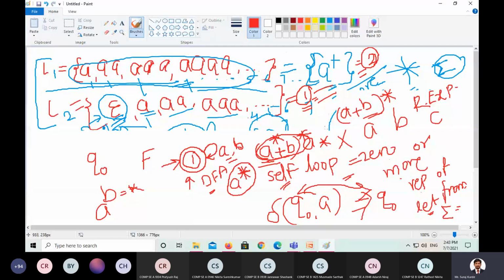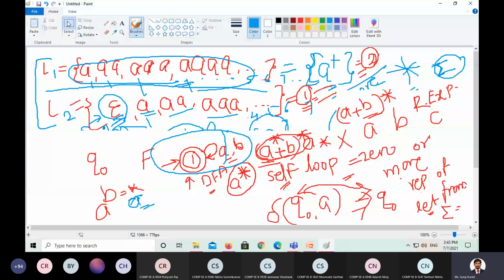So this represents what? There is a self loop for the current state where inputs are A and B, and they are repeated 0 or more times. This is (A plus B) star, or you can have simply A. So it will be A star.